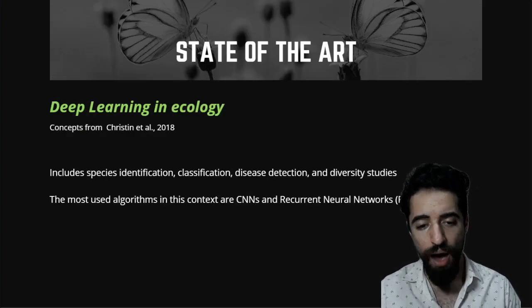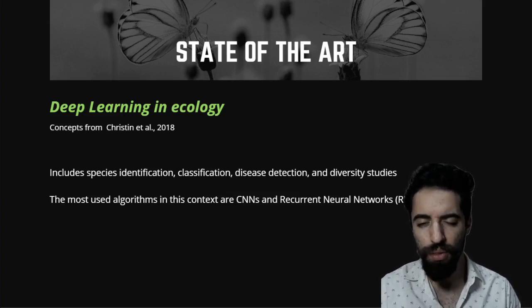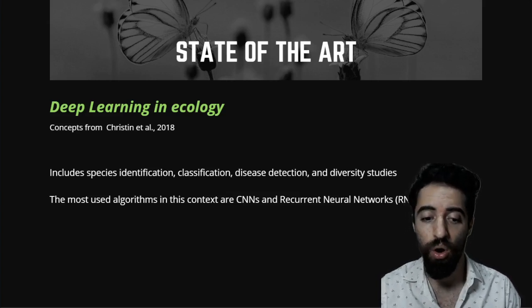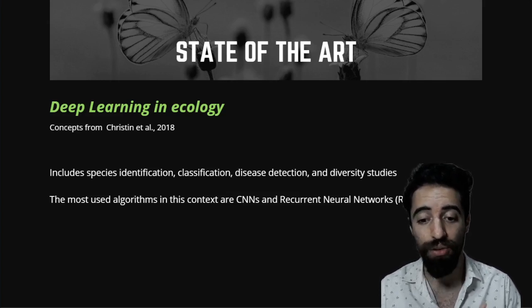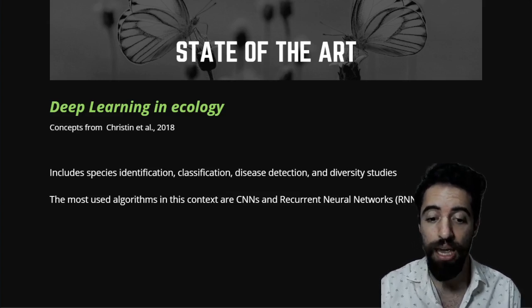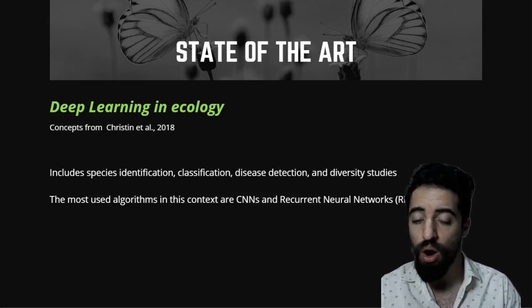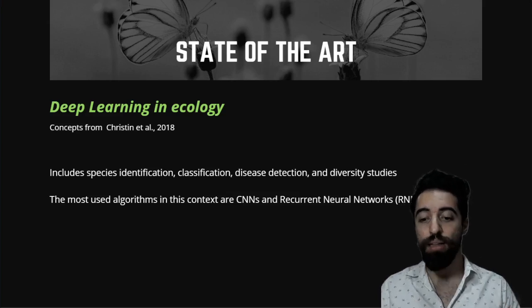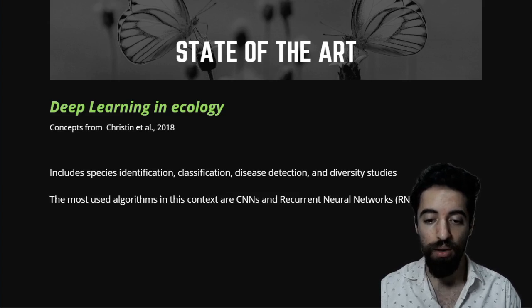So we have a state of the art that represents most studies in deep learning applied to ecology, represented, for example, in species identification, classification, disease detection, and also diversity studies. And the most used algorithms in this context are convolutional neural networks and recurrent neural networks.